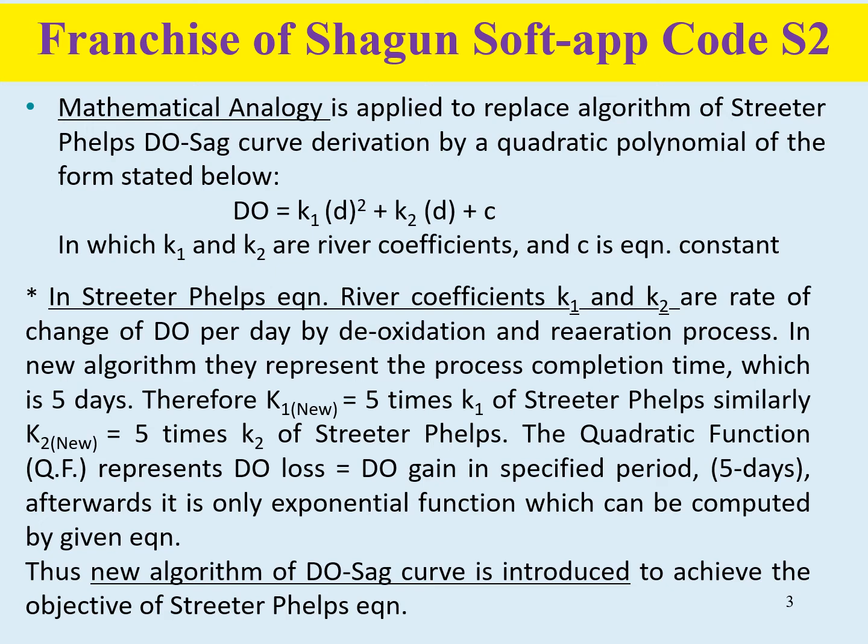The quadratic function represents DO loss is equal to DO gain in specific period, that is 5 days. Afterwards, it is only exponential function which can be computed by the given equation. Thus, the new algorithm of DO-SAG curve is introduced to achieve the objective of Streeter-Phelps equation.